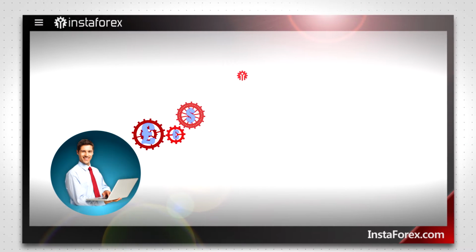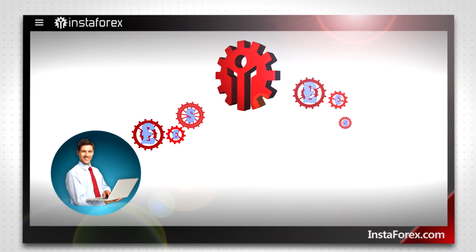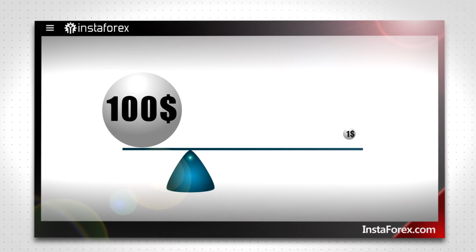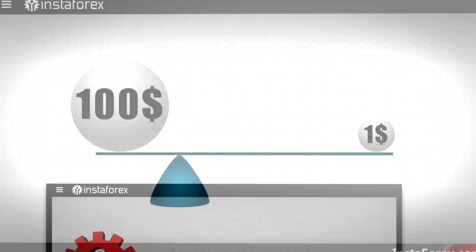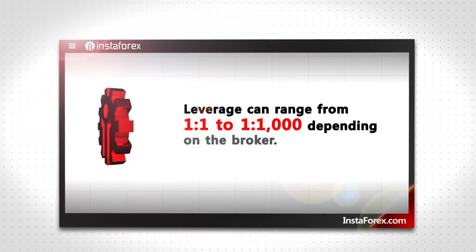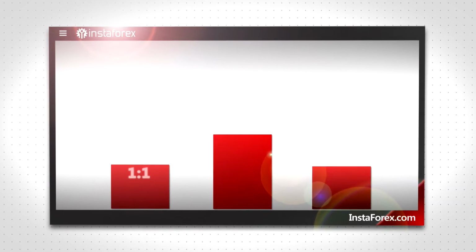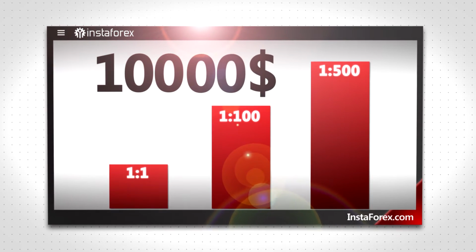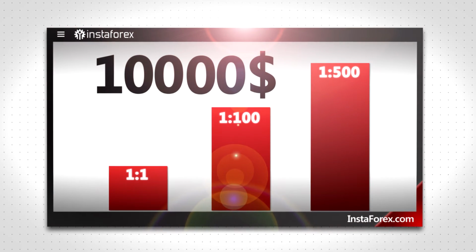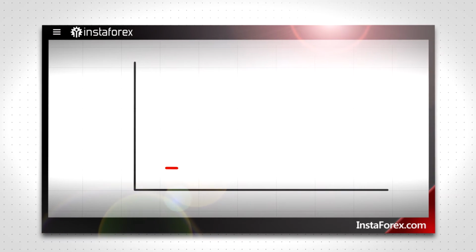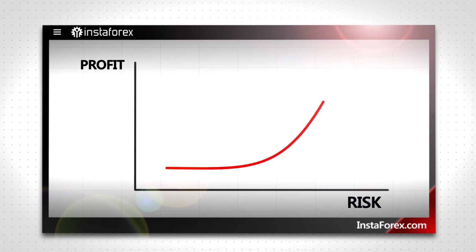This is where brokers come into play, providing their customers with loans in the form of leverage. Leverage allows traders to make deals that exceed the initial deposit amount tenfold. Leverage can range from 1-to-1 to 1-to-1,000 depending on the broker. This means that a customer with $100 on his or her account can open a trading position for $10,000 using a leverage of 1-to-100. Traders who strike big deals can either gain large profits or suffer heavy losses.